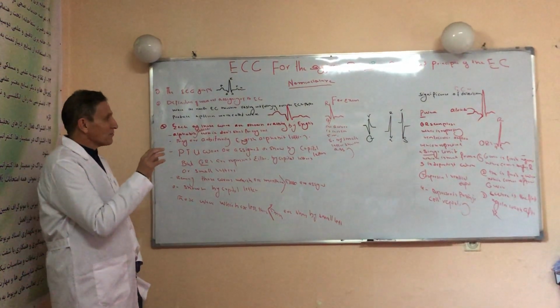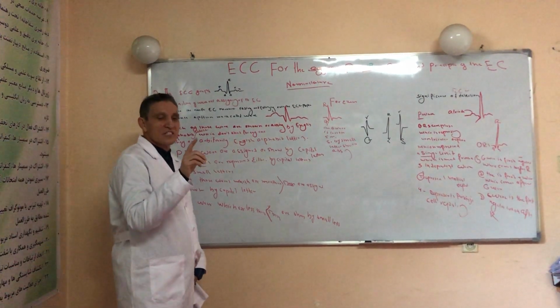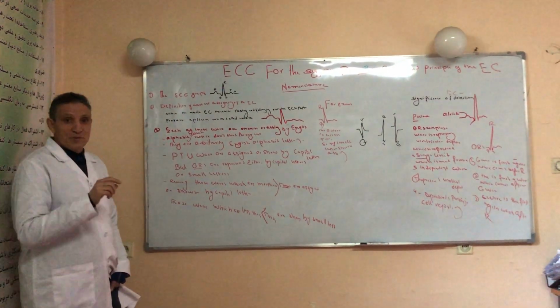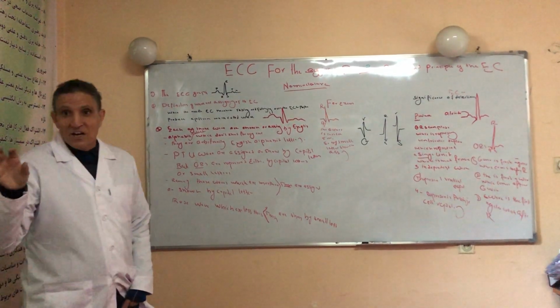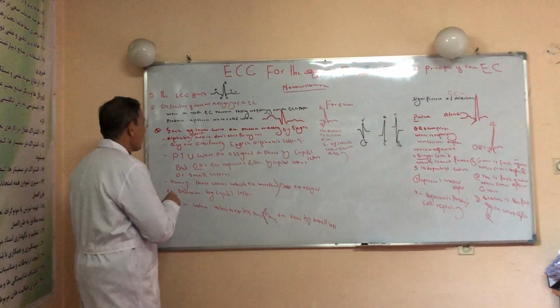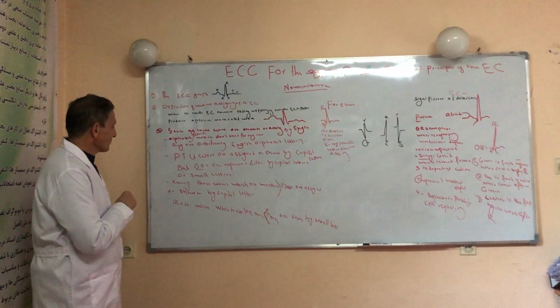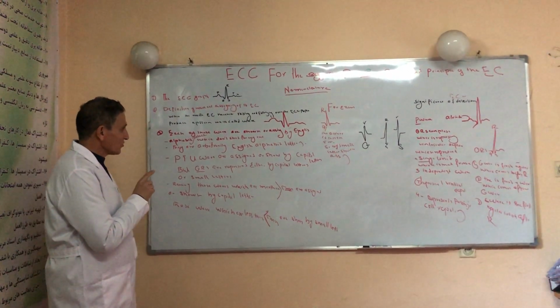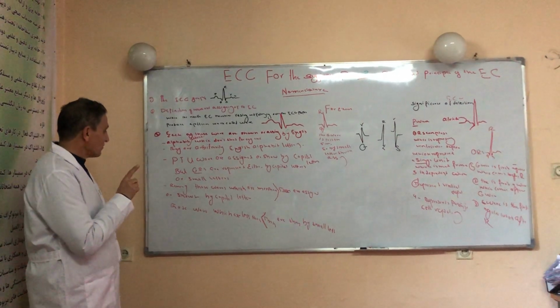They don't stand for anything, they are arbitrary English alphabet letters. And we have two types of letters. P, T, U are constantly represented by capital letters, while the Q, R, S complex may be represented by a capital letter or by a small letter.